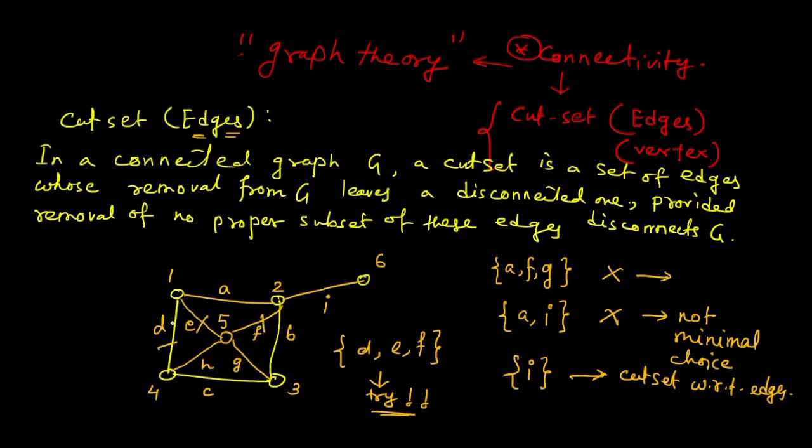If you remove D, E and F, not a problem, the considered graph will still be a connected graph. So this cannot be a cut set. Likewise, you can take a set of edges and check whether it is a cut set or not.